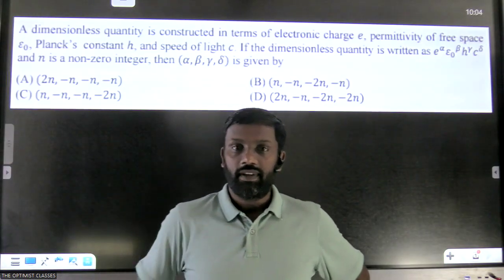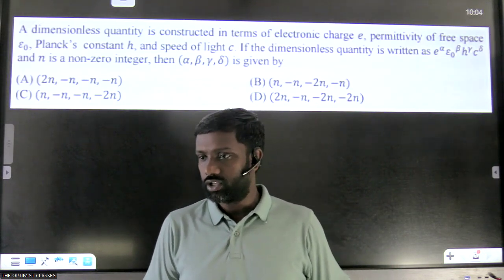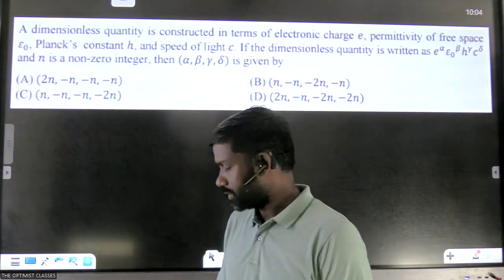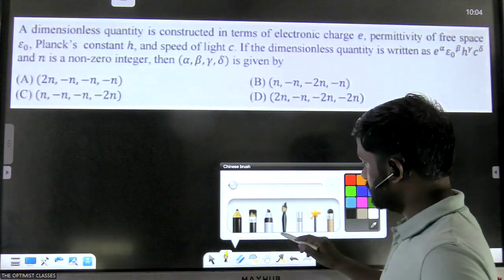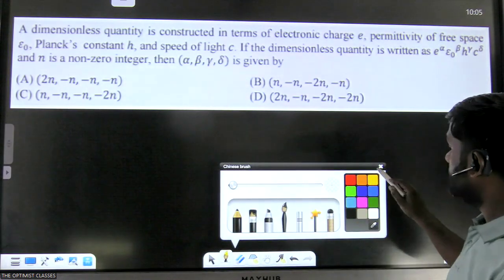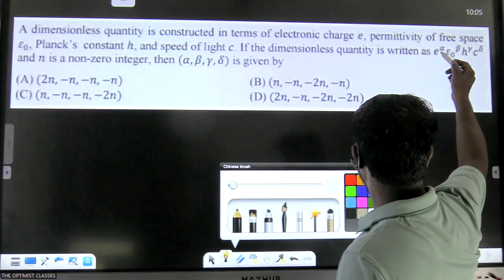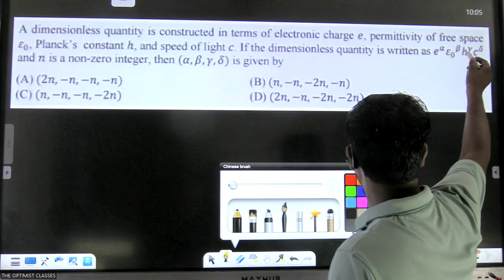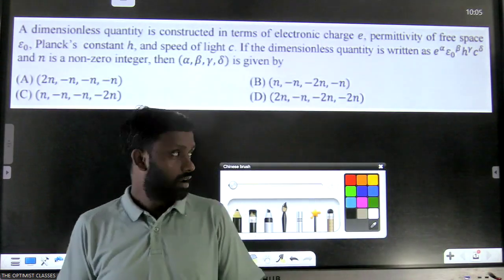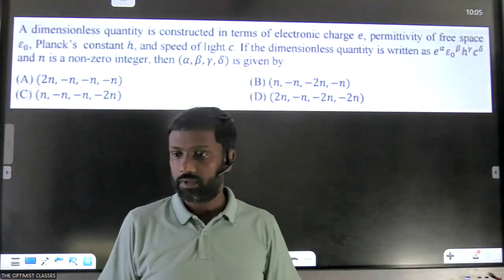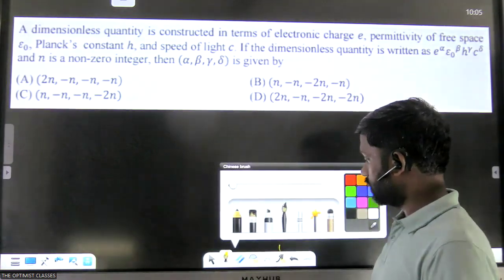Hello students. In this video, I'm going to provide a quick method for solving this question of IIT-K Advanced 2024. This is a question on dimensional analysis. If you try to solve this question by putting dimension of all these quantities, charge and permittivity, Planck's constant and speed of light, then you may end up spending lots of time. So here I'm sharing with you a very quick approach for solving this question.